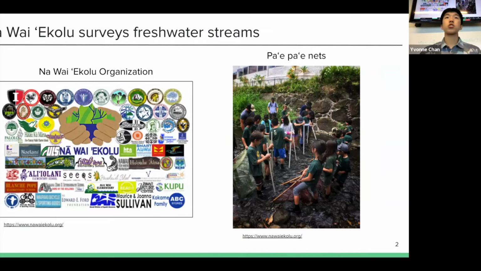So Navai Ekolu surveys freshwater streams using pae nets, which are large A-frame nets. And so they go out into the streams, capture fish, identify them, count them, and then release the natives or remove the invasives. However, pae nets aren't perfect, and so I wanted to see if there was an alternative method that could be used in addition.